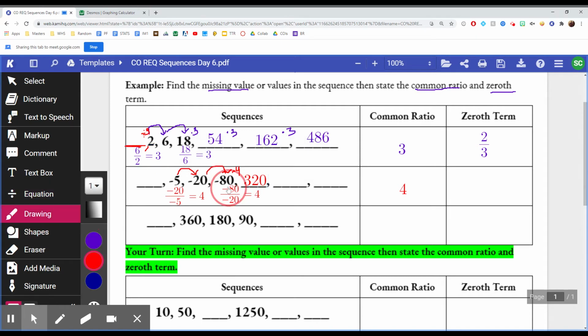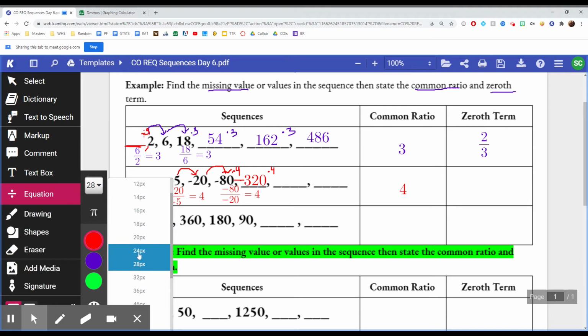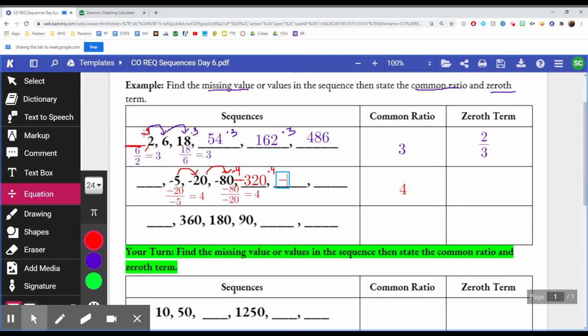And then I'm going to do the same thing. Oh, I forgot the negative. Let me write that. Negative. -320 times 4 gives me -1,280. So that's what I'm going to put right here. -1,280. Let me move it a little bit more this way. Perfect.